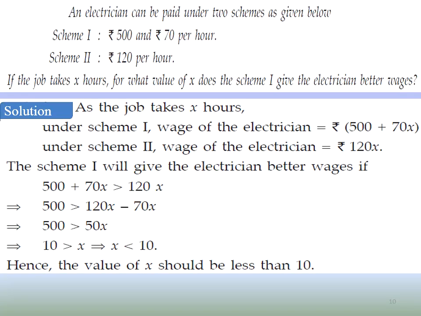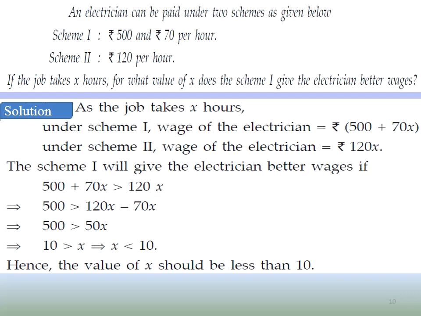Now, what is the problem? An electrician can be paid under two schemes as given below. For the first scheme, rupees 500 and rupees 70 per hour, and in the second scheme rupees 120 per hour. If the job takes x hours, for what value of x does scheme 1 give the electrician better wages?